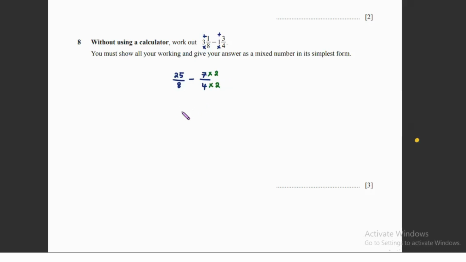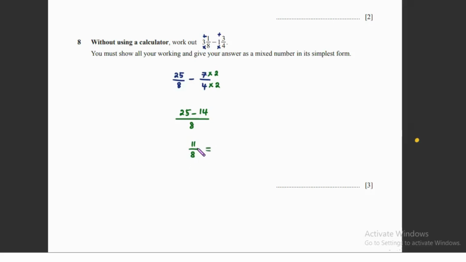So I get 25 minus 7 times 2, which is 14. I need to divide this answer that I get by 8. Or I can say it as it's over 8. So 25 minus 14 is 11. So I get 11 over 8. This is an improper fraction as the numerator is larger than the denominator. So when you have an improper fraction, we need to convert it into mixed fraction or mixed number.